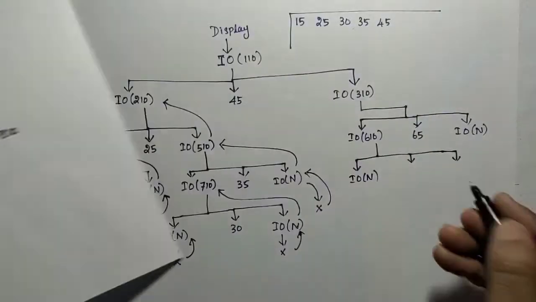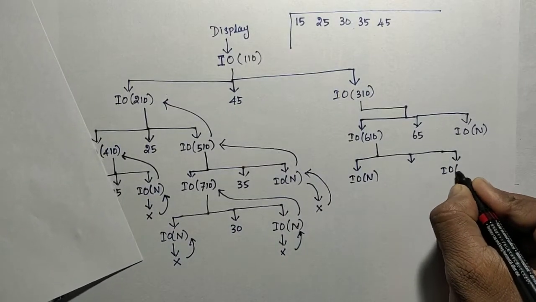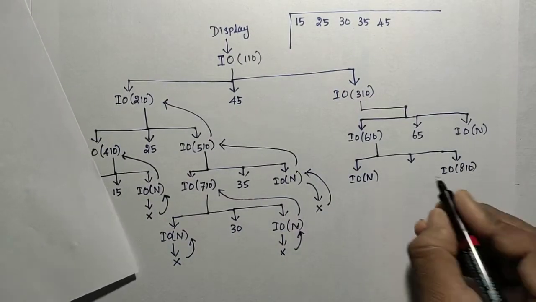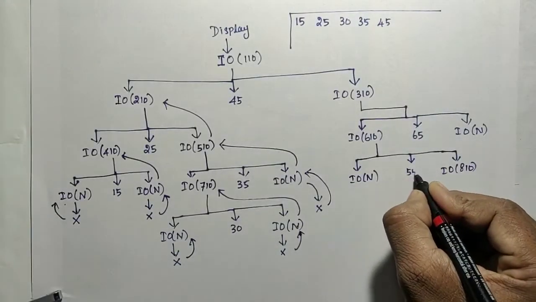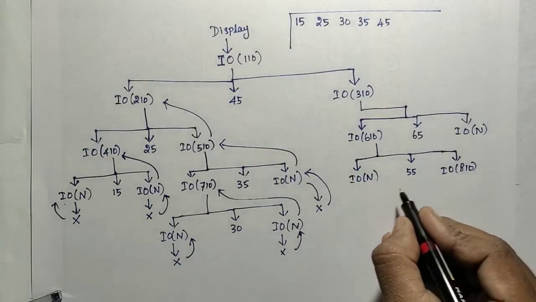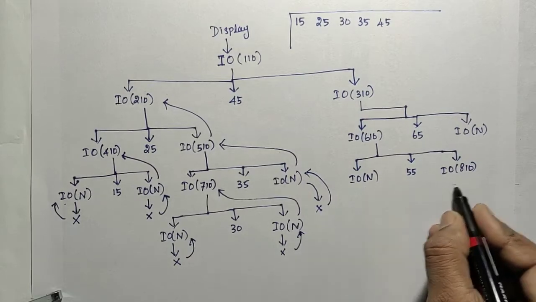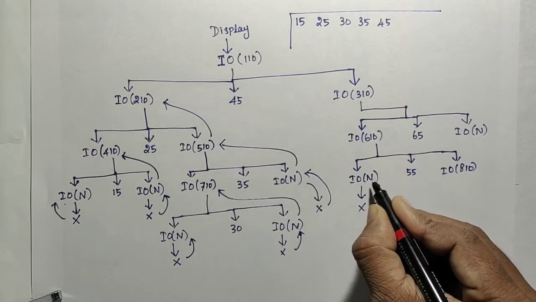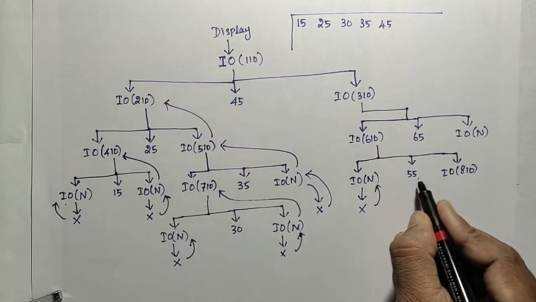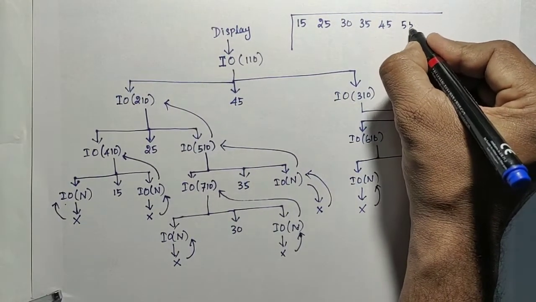Right is the 810. So IO of 810 is the right call. In between, 610 data, that is 55, needs to be printed. First I have to complete this before going to this. So here null, so it will not do anything, it will just return because r equals null. Then 55 will be printed on the screen.